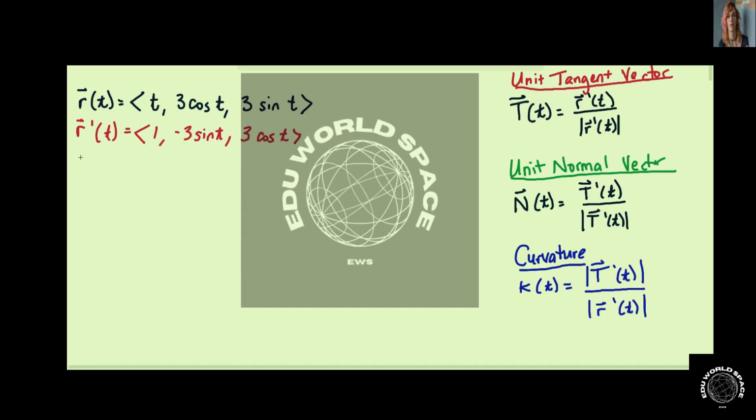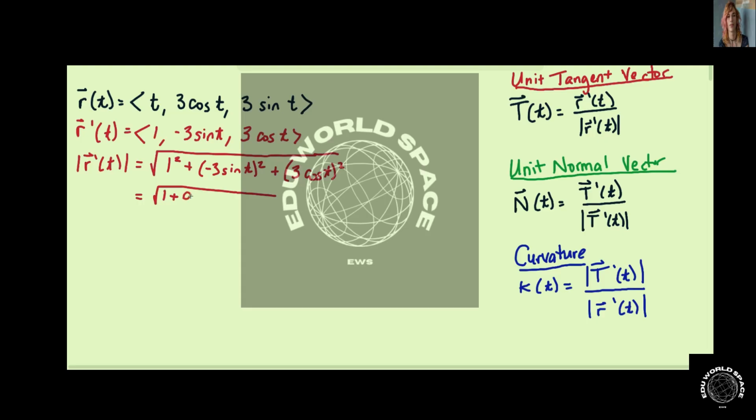And then we want to find the magnitude of this derivative. So remember, to do that, you just take the square root of the sum of the squares of each component. So we have 1 squared plus negative 3 sine t squared plus 3 cosine t squared.